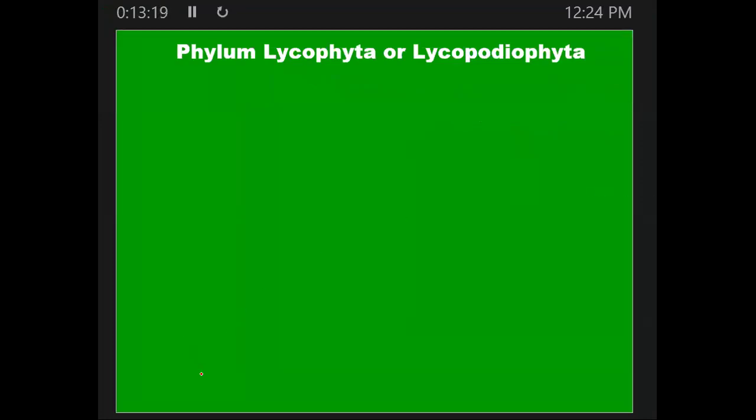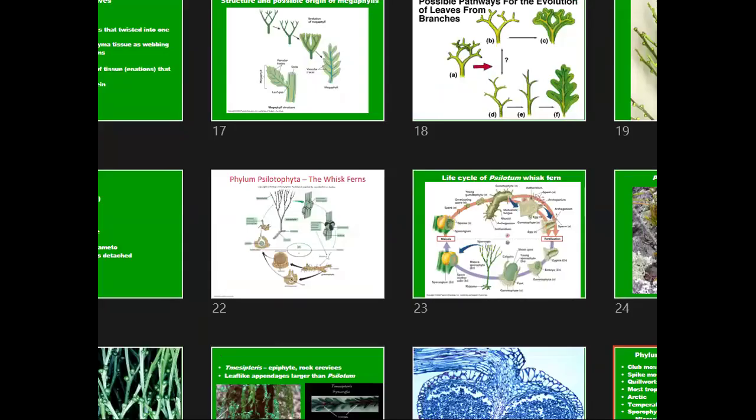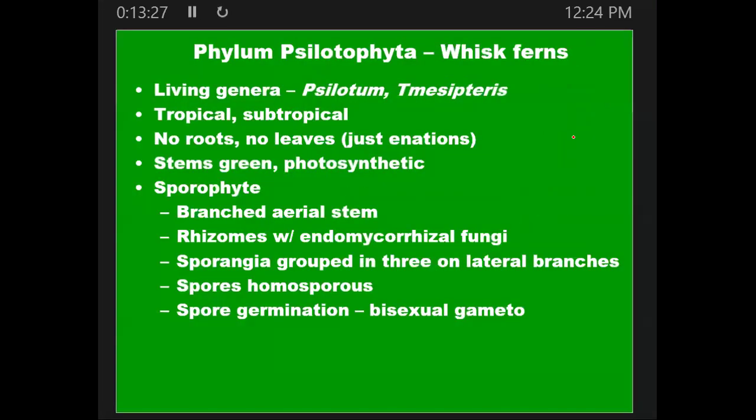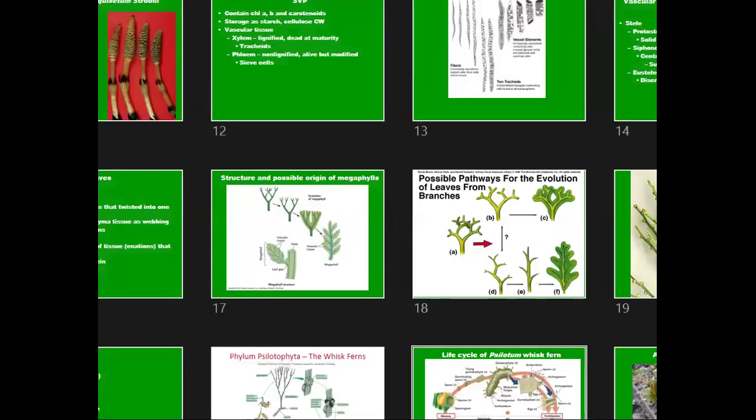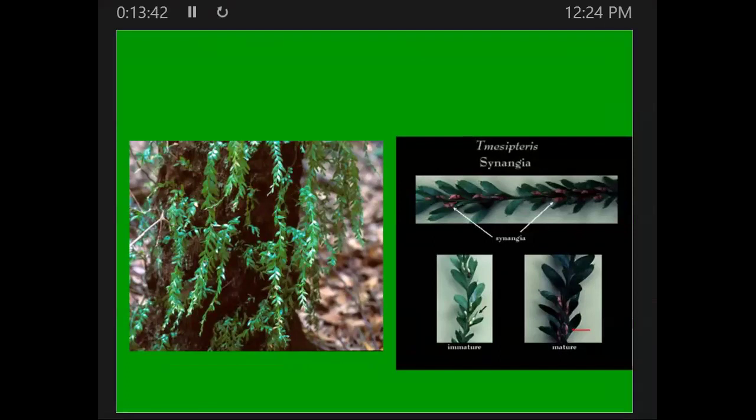Where is it? Oh, here. So going back to this slide, with whisk ferns belonging to Psilotophyta, the other one is Tmesipteris. So Tmesipteris doesn't look like whisk ferns. They are much more fern-like, I guess.